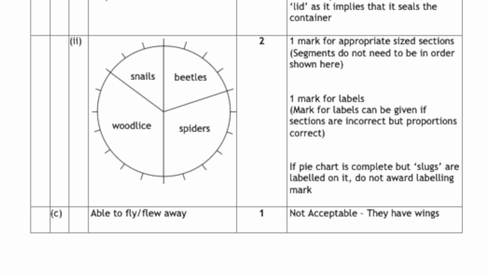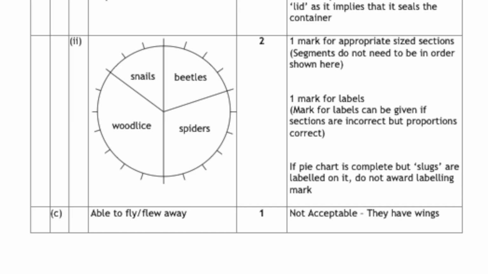And let's see what the marking scheme says. So the marking scheme says there's 2 marks. It's 1 for getting the segments the right size and 1 for putting the labels in properly. So you can label it, get the segments all wrong, and you still get a mark. So 1 mark for appropriate size sections. The segments don't need to be in order. And 1 mark for labels. Labels can be given if the sections are incorrect, but proportions correct.